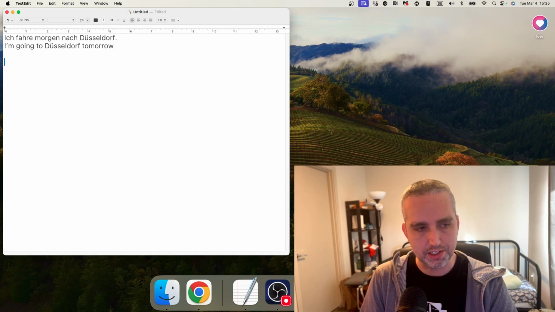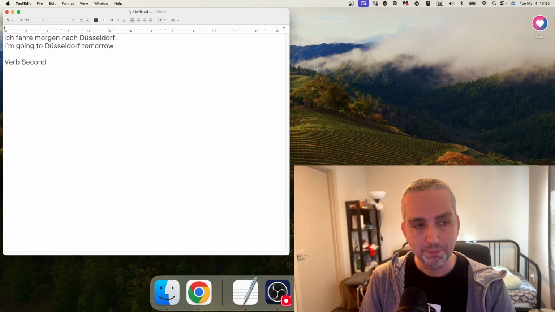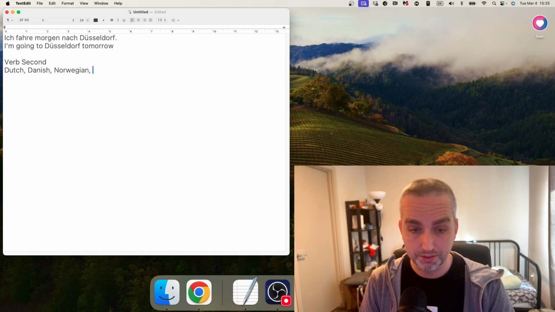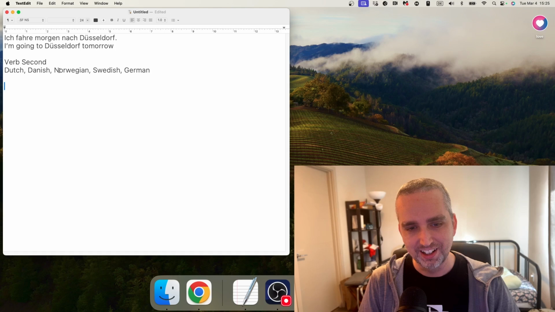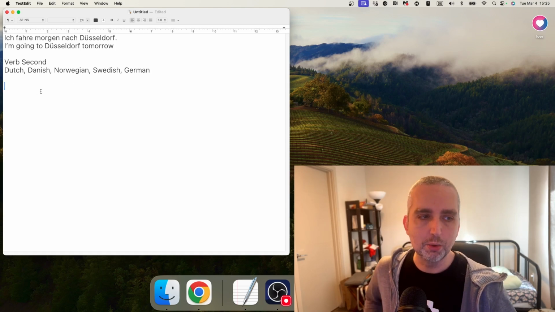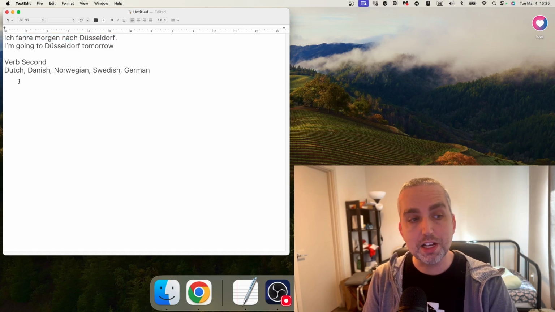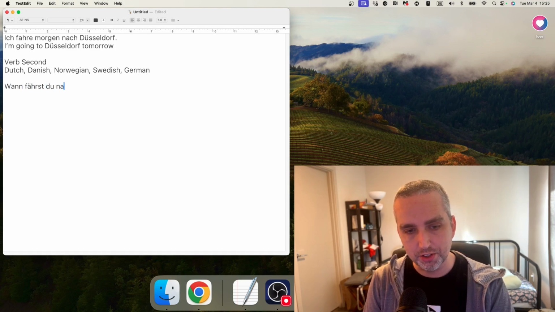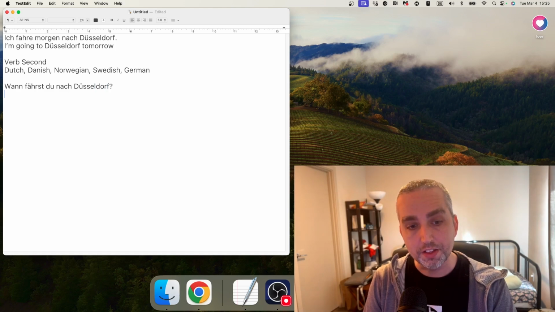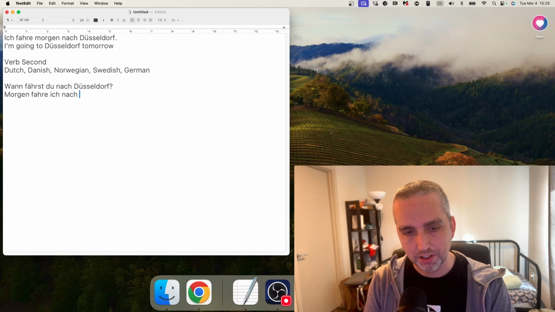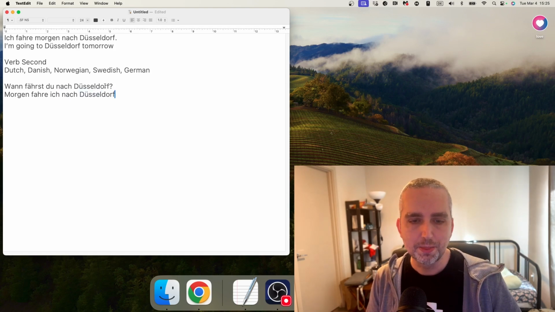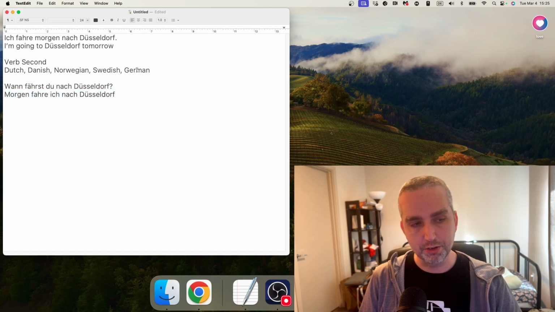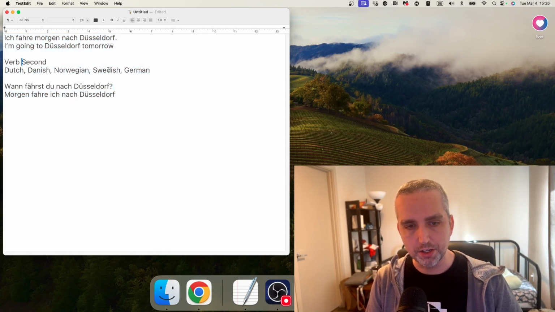What I want to actually show you here is a specific grammar pattern called verb second. This is used in Dutch, Danish, Norwegian, Swedish, and German. Probably some other Germanic languages, but I can't think of them right now. This is how I would encourage you to do the flashcard for this. On one side of the flashcard, you would have Wann fährst du nach Düsseldorf? And then on the other side, you would put Morgen fahre ich nach Düsseldorf. The idea here is you have a question and an answer, and that's how I would recommend practicing this. I'm going to give you a lot of examples of how to practice this, but this is what you want to do on your flashcard.